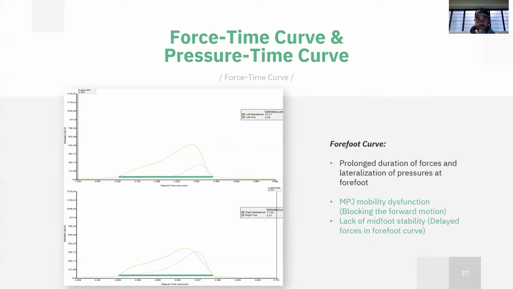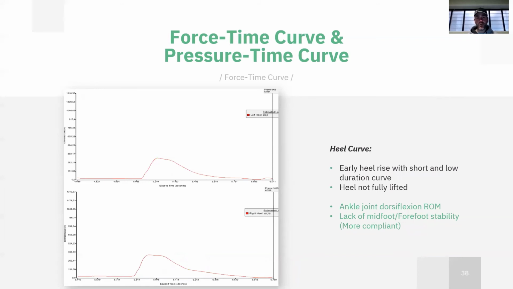Here, by looking at the forefoot curve and at the timing of the left and right foot, you can see if there is a prolonged duration of forces and a lateralization of pressures at the forefoot. This can be a sign of a metatarsophalangeal joint mobility dysfunction, which is going to block the forward motion, and a lack of midfoot stability, which can usually be identified by a delay of forces in a forefoot curve.